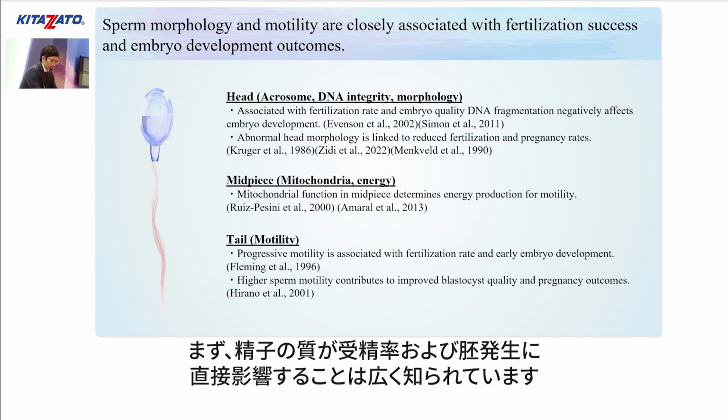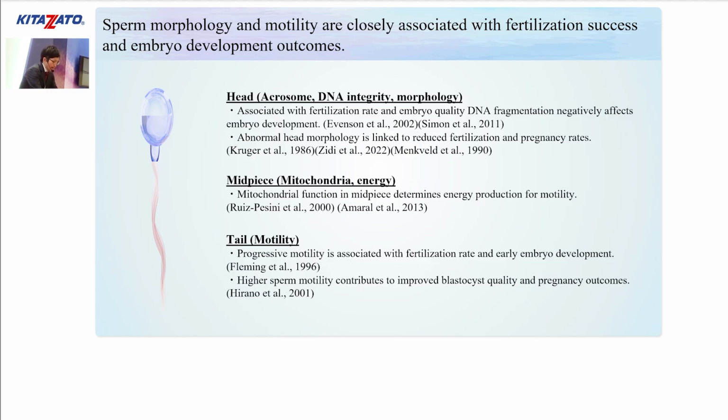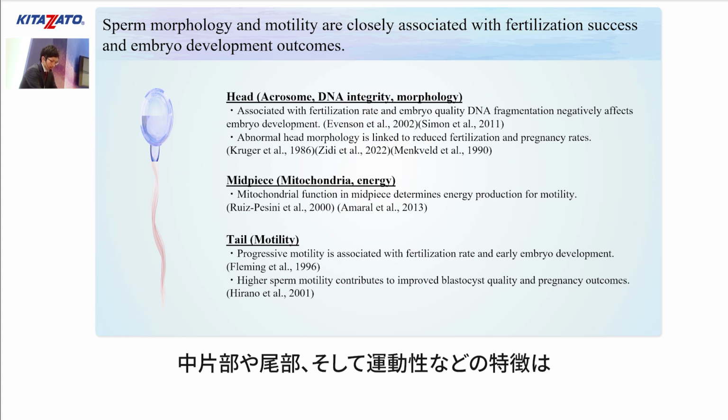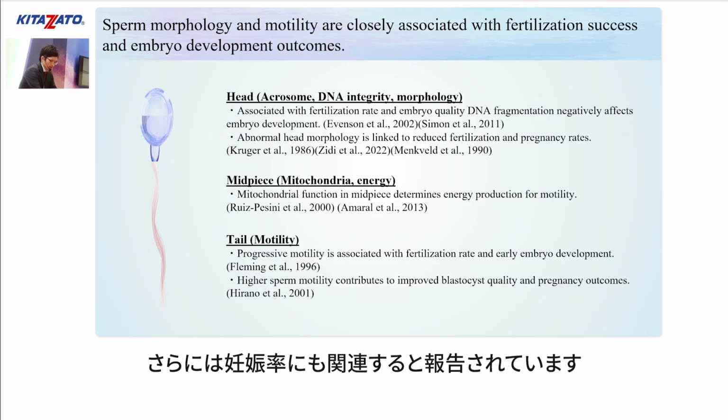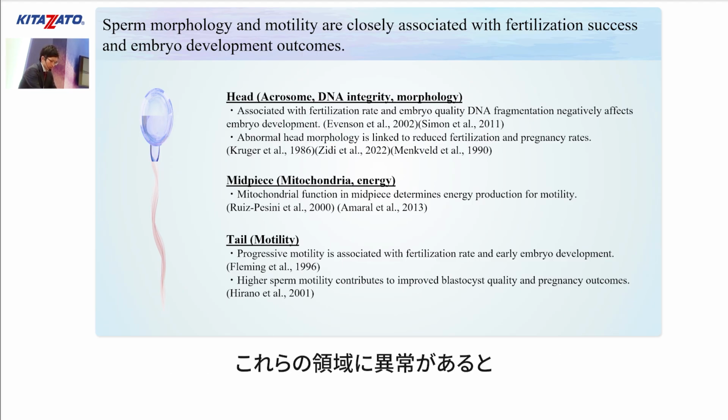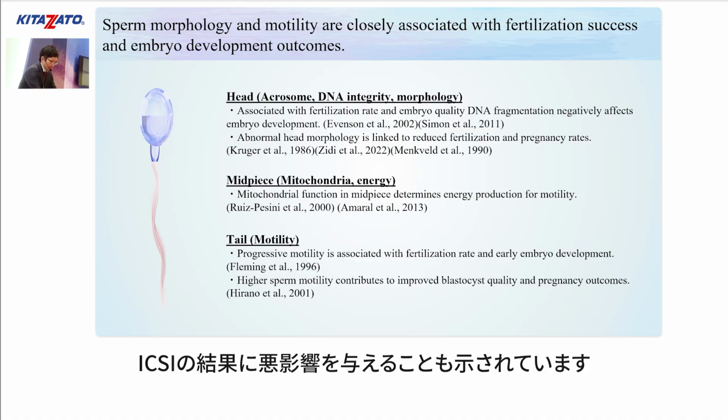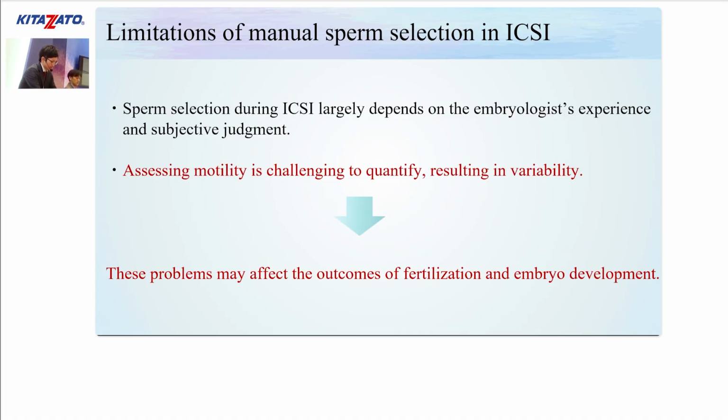First of all, it is well known that sperm quality directly affects fertilization and embryo development. In particular, morphology of the sperm head, midpiece, and tail, as well as motility, have been associated with outcomes such as fertilization rates, blastocyst formation, and even pregnancy success. Several studies have shown that abnormalities in these areas can negatively affect ICSI results.